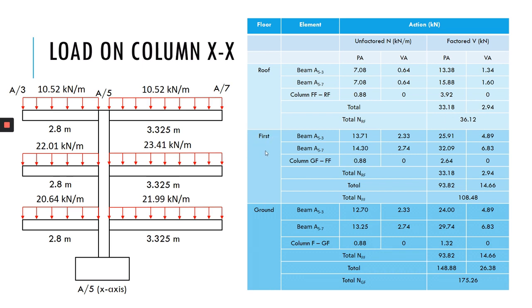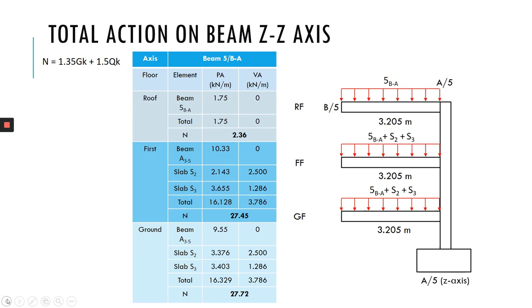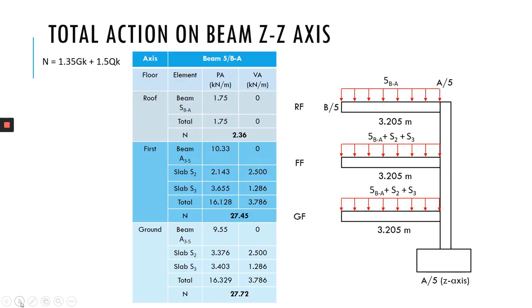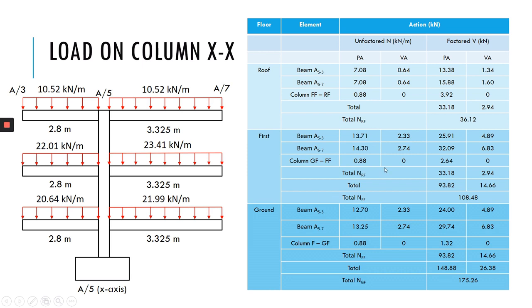So for the first floor here, we get this value from the previous table: 13.71, 2.33, and 14.3, 2.738. So this is the self-weight of the column. So how to calculate this factor? Same as what we have done here.